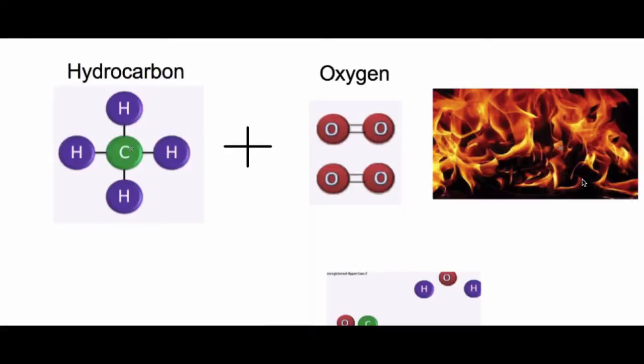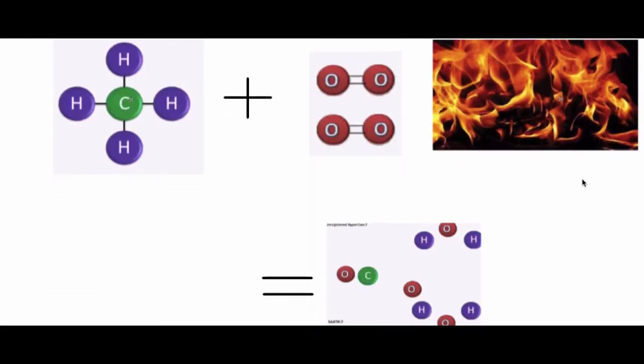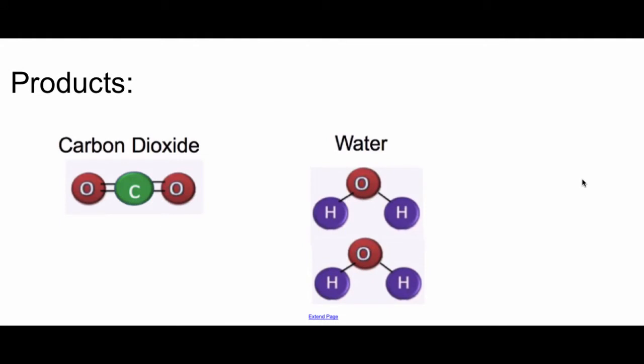So like we saw in the last video, when you combust a hydrocarbon, the products are CO2, carbon dioxide, and water. So we've been saying that CO2 contributes to global warming. Now let's see how that happened.